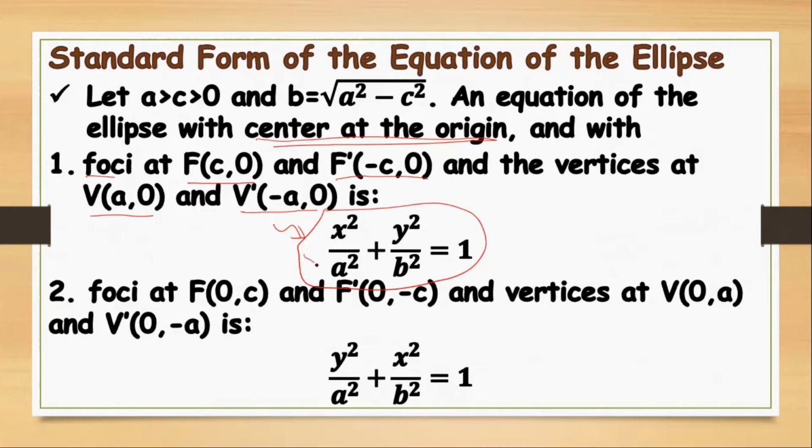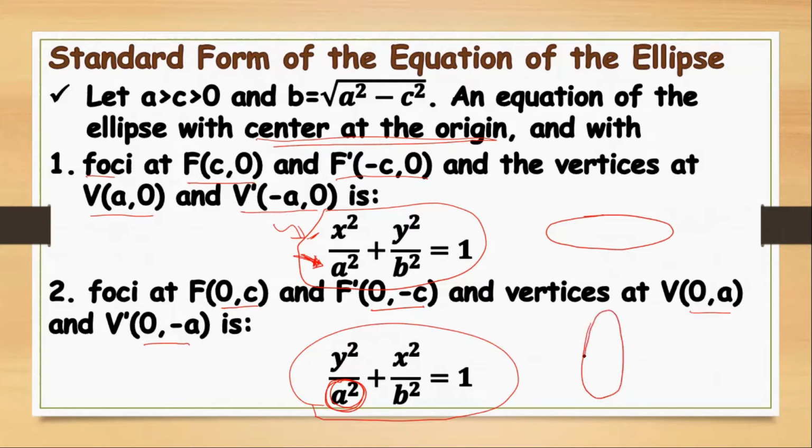Take note that at this point, our major axis is found on the x-axis, and the ellipse will be longer horizontally. And also, for number 2, if the foci are at (0, C) and (0, negative C) and the vertices at (0, A) and (0, negative A), then we have this standard form of equation: y squared over A squared plus x squared over B squared equals 1. Take note that at this point, our principal axis is found on the y-axis. So it will be a vertical kind of ellipse. It's standing, longer vertically.